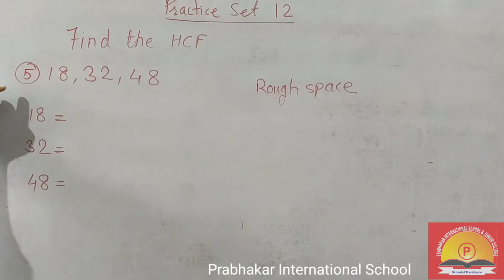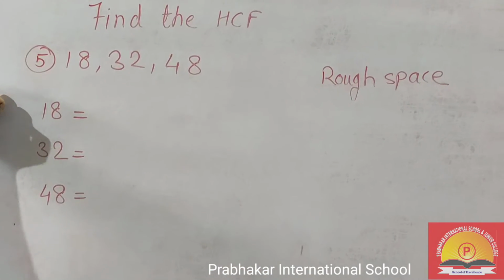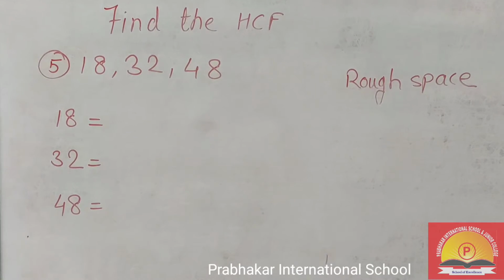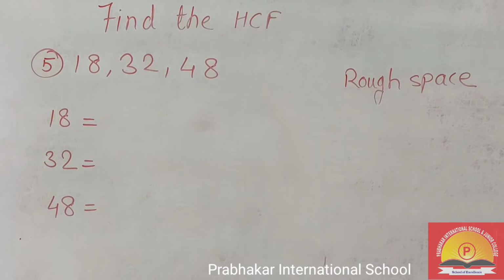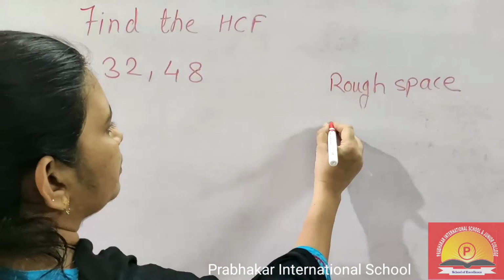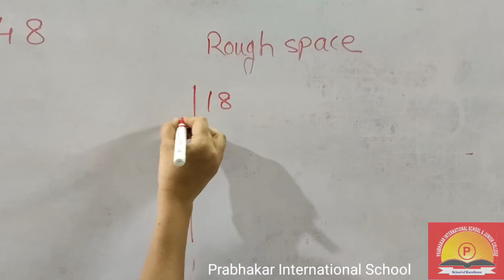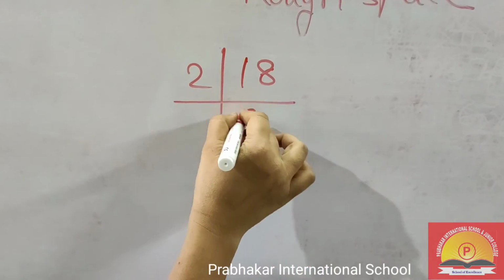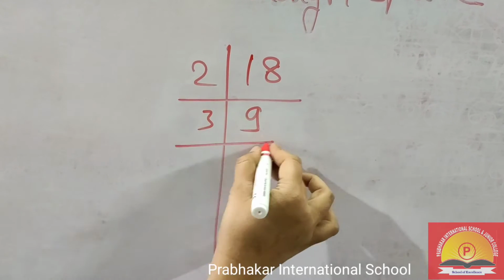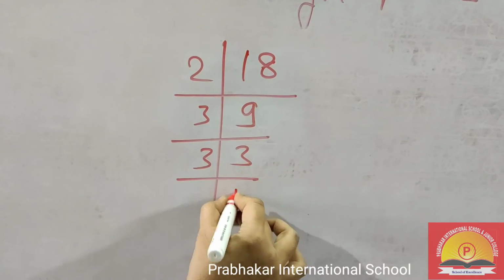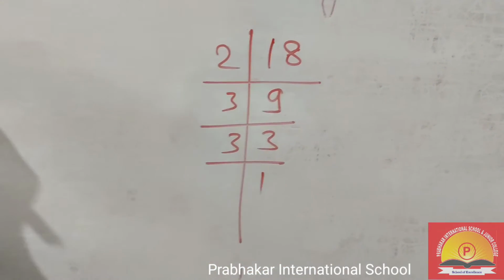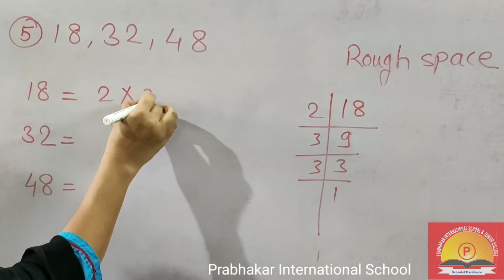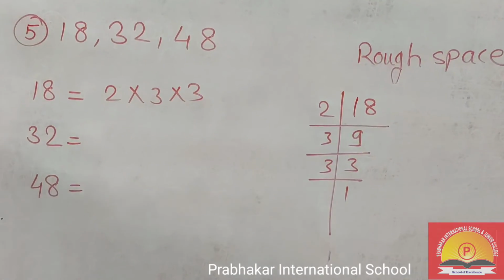Question number 5. Find the HCF of 18, 32, 48. So we will find out the prime factors first of all. 18. Now this is an even number. So 2 nines are 18. 3 threes are 9 and 3 ones are 3. So prime factors of 18 are 2 into 3 into 3.